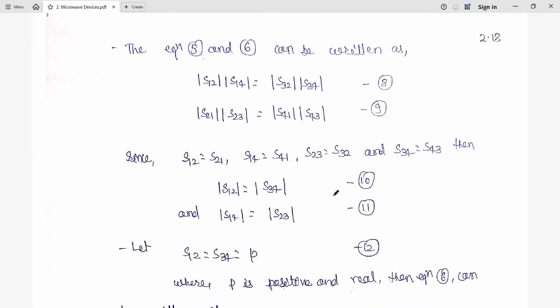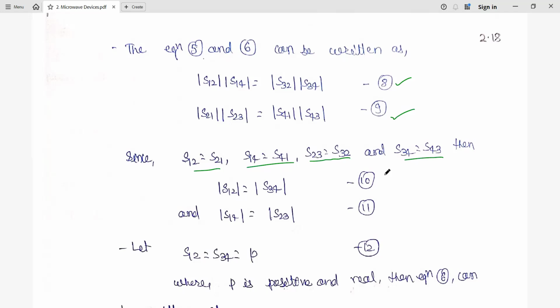Finally, equations 5 and 6 can be written as modulus of S12 into S14, and again modulus of S32 and modulus of S34. So equation 8 is here. Again, modulus of S21, modulus of S23, and modulus of S41 and modulus of S43. We have equation 9. By symmetry, S12 becomes S21, S14 becomes S41, S23 is S32, and S34 equals S43, by the symmetry of the matrix.